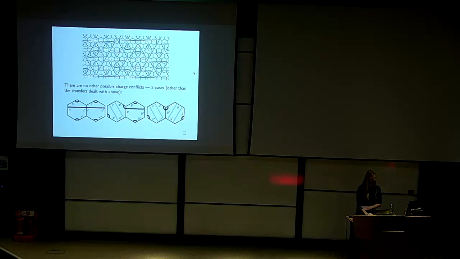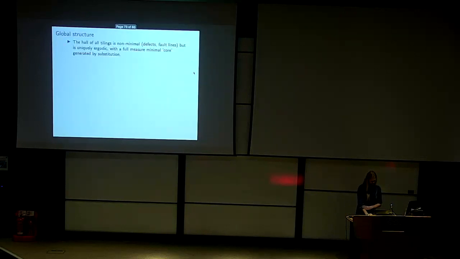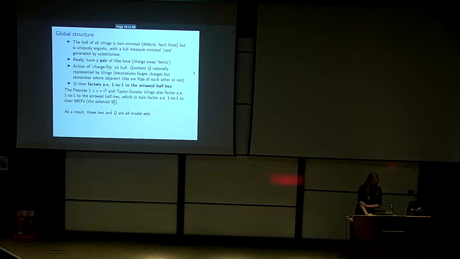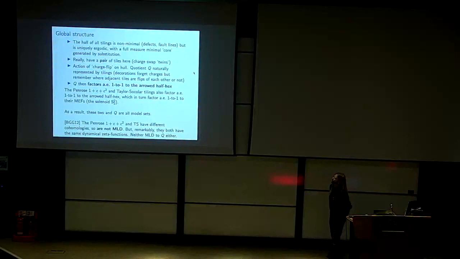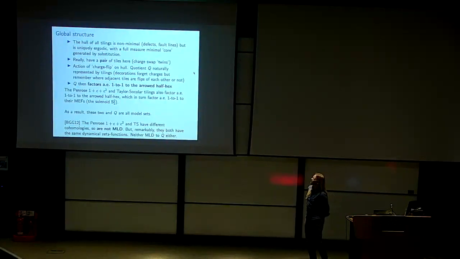I feel like I'm overrunning time, so shall I just finish off with one last slide? Sorry. One thing I wanted to quickly mention here is that, again, there's a substitution rule which generates at least a minimal core of this tiling space. I feel like we really have a pair of tiles, although they're two tiles that look almost identical. It's just up to this charge swap. And flipping charges, if you flip charges of a valid tiling, you get another one.